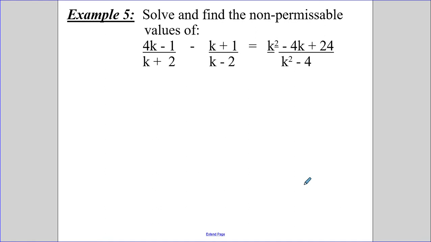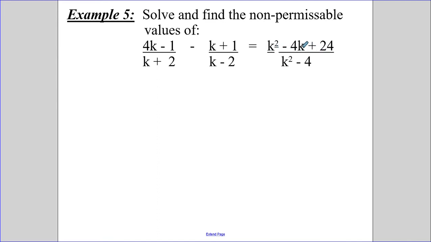Alright, so solve and find the non-permissible values, and it gives us a set of different equations to work with here. So we're going to approach this the same way that we approach the other ones. We're going to start to factor first and see what can factor out. So in my first term, I really can't do anything with this 4k plus 1 or the k plus 2, the k plus 1, the k minus 2.